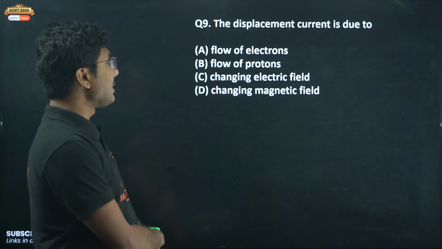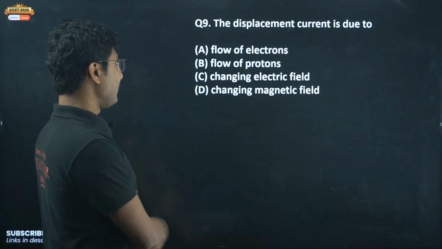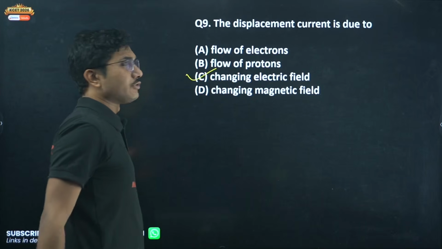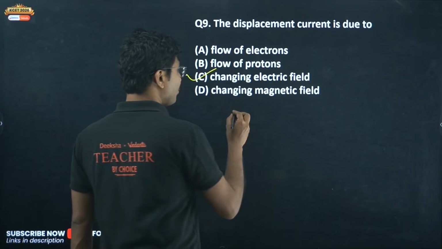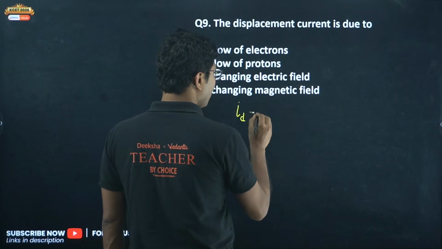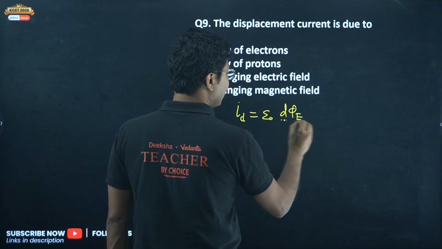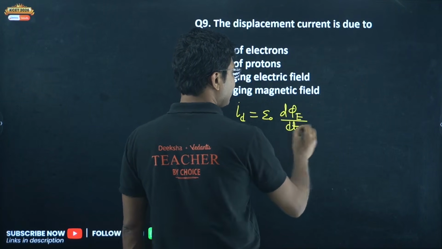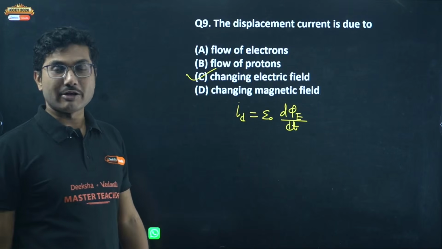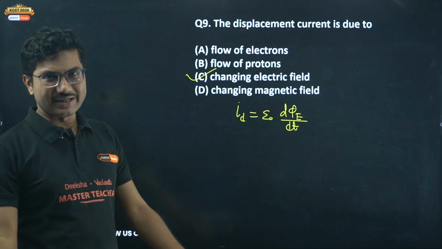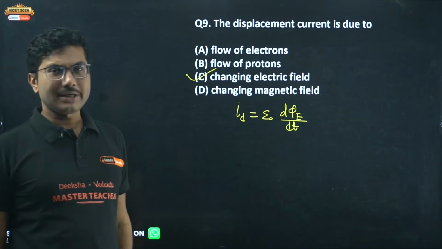Next, the displacement current is due to flow of electrons, flow of protons, changing electric field, or changing magnetic field. So displacement current is given by I_D equals epsilon naught d phi E by dt. This is the rate of change of electric flux, and rate of change of electric flux is basically a changing electric field. So this is the displacement current.